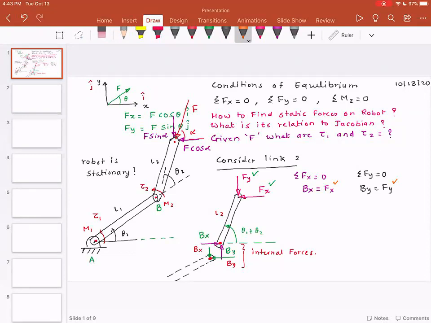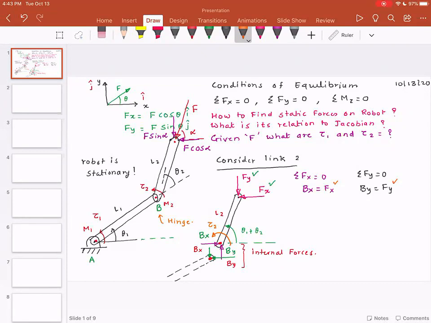this link is not fixed. Point B is a hinge. So this is a hinge, and there is a motor at that hinge. So the motor is going to apply torque. I'm going to show torque here, and let me show it like this. So this is the torque given by this motor M2. So tau 2 is the torque given by motor M2.